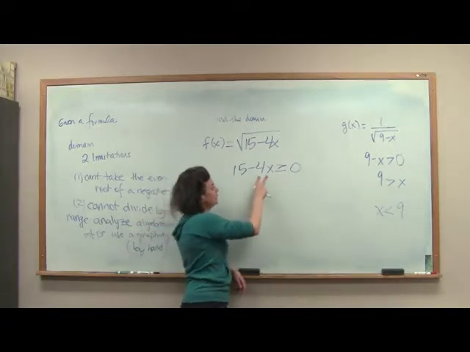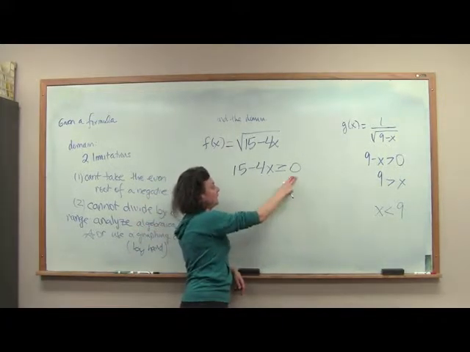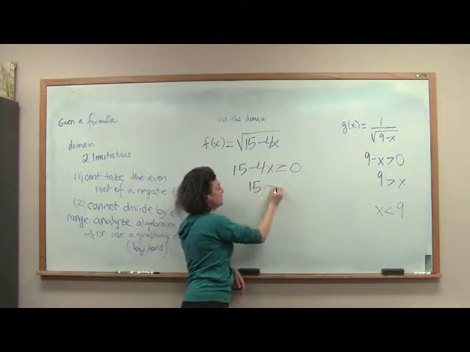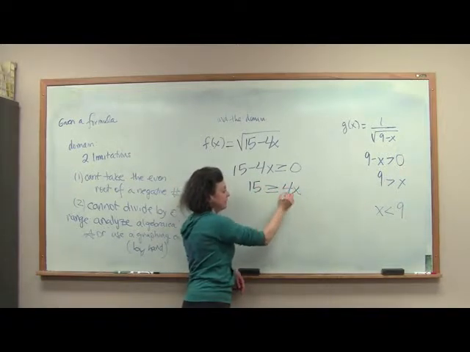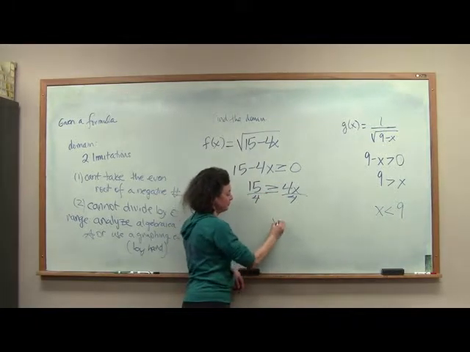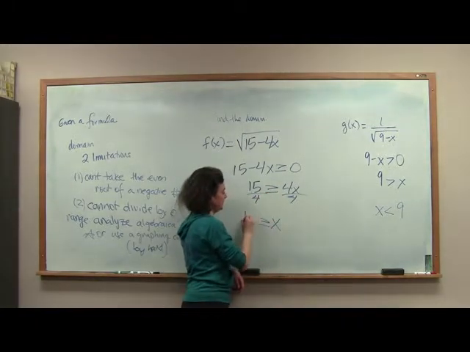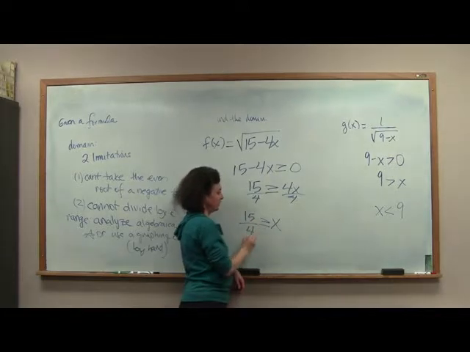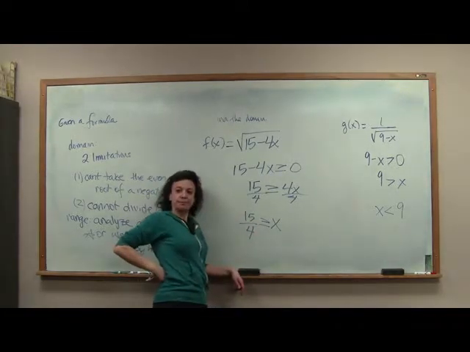Okay? So, I can add 4x to both sides. And then to get x alone, I can divide both sides by 4. So I have x is less than or equal to 15/4.